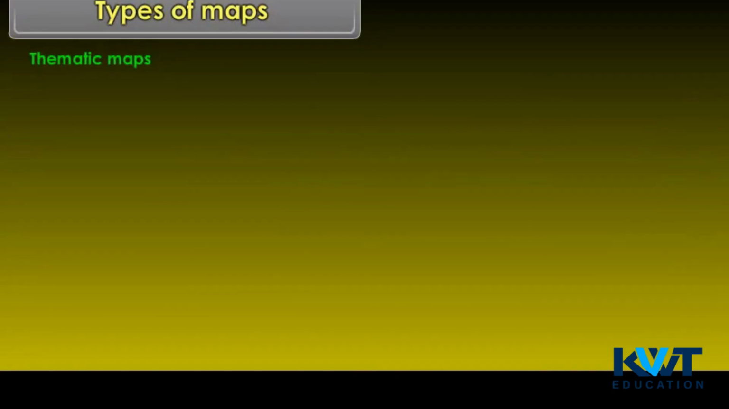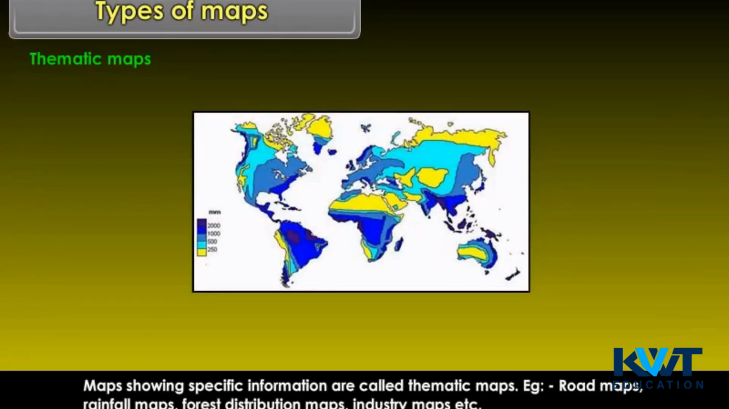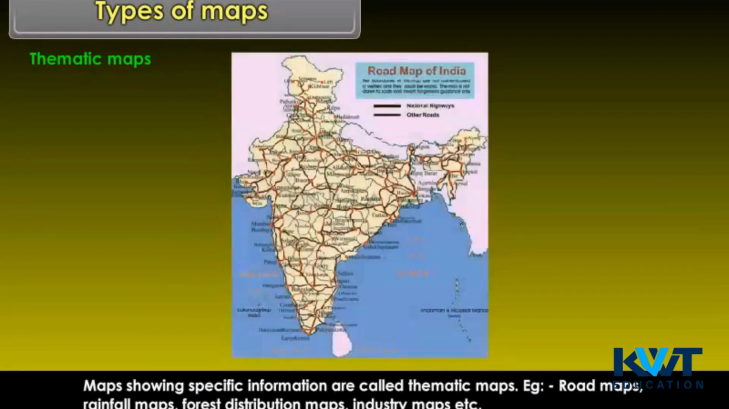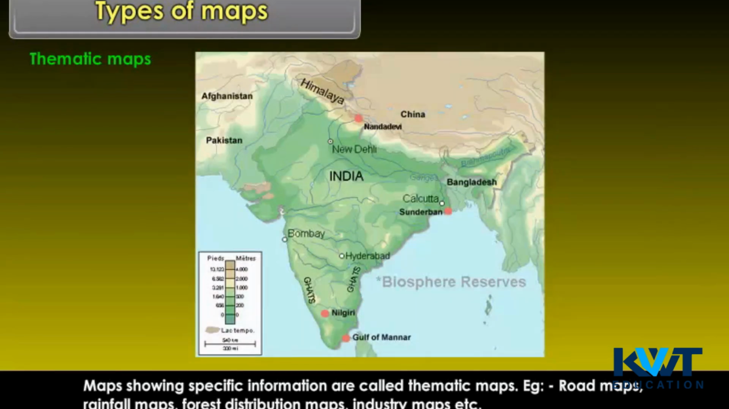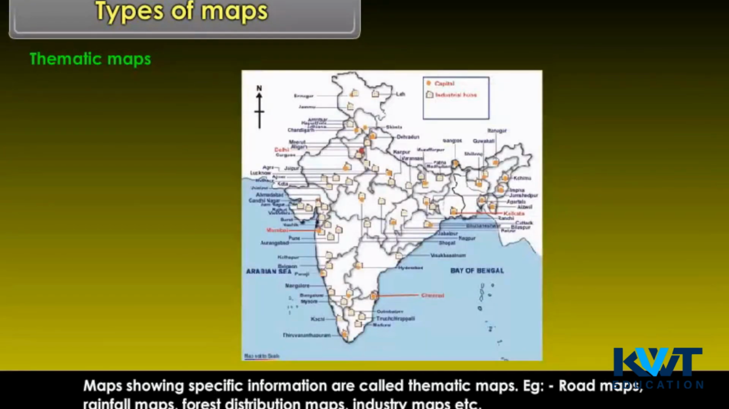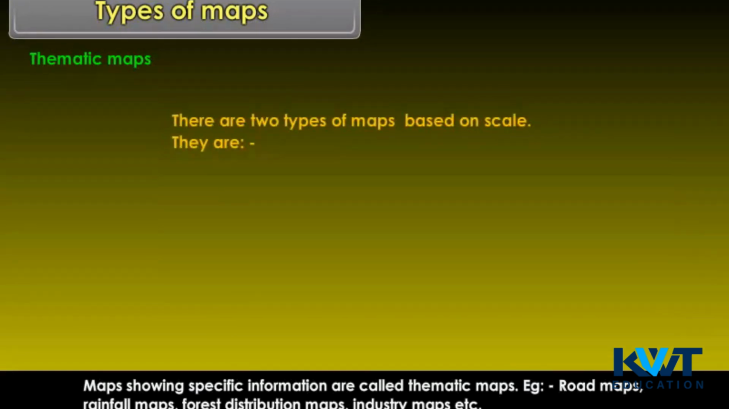Thematic maps. Maps showing specific information are called thematic maps. Example, road maps, rainfall maps, forest distribution maps, industry maps, etc. There are two types of maps based on scale.